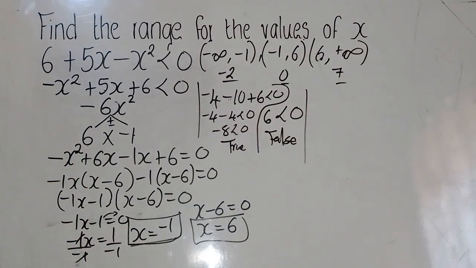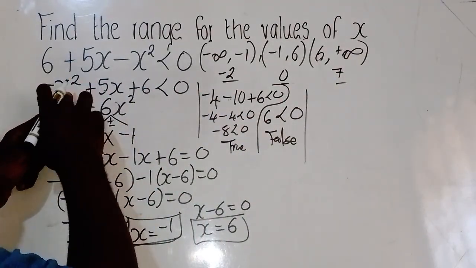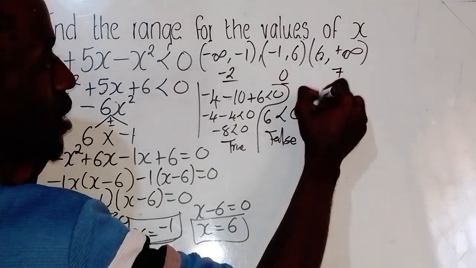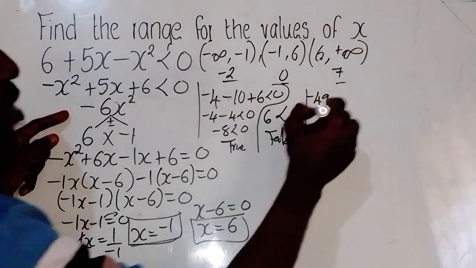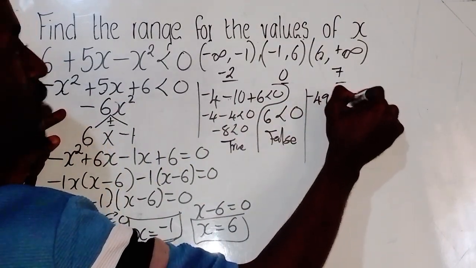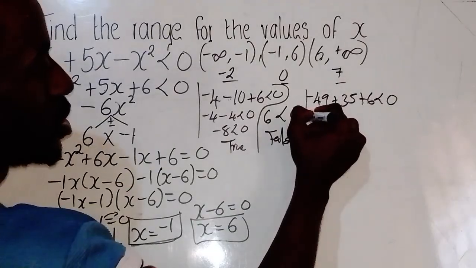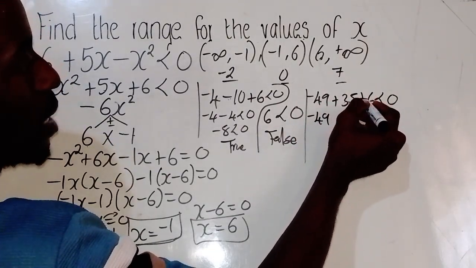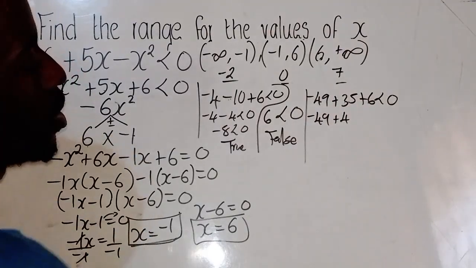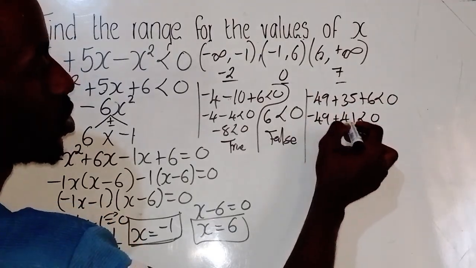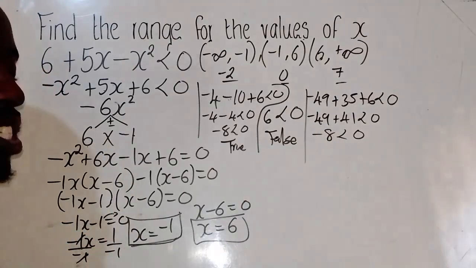Now we go to the last one. I hope you are following. We take 7. If I put it here, 7 squared is 49, so it is negative 49. Again, 5 times 7 gives me positive 35, plus 6 is positive 41. So negative 49 plus 41 gives me negative 8, less than 0. So now they're saying negative 8 is less than 0. Is this true or false?